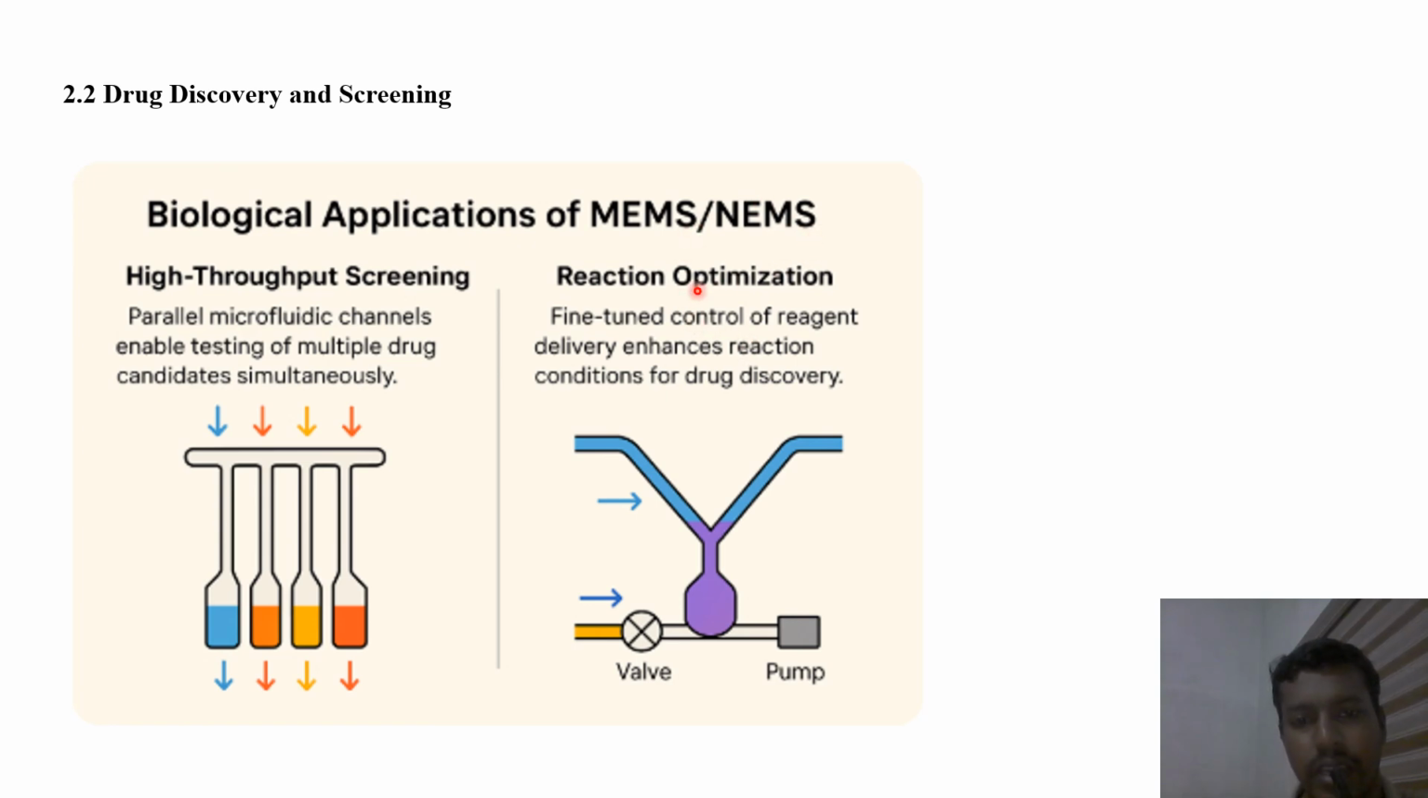We can optimize the reaction by tuning various parameters, flow control. In this case, we understand that there are parallel channels, so we can enable testing of multiple drugs simultaneously. In this case, you can see that there is a fine tuning. That is, we can say it is a reaction optimization.